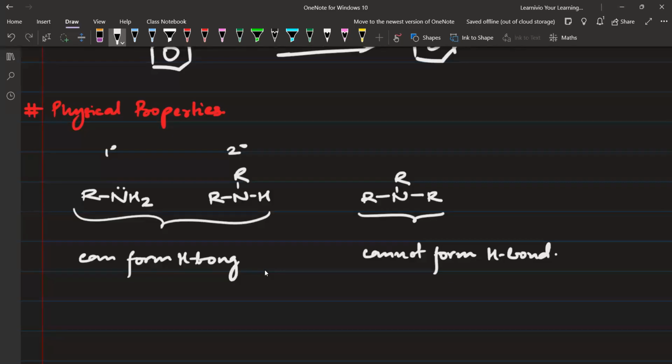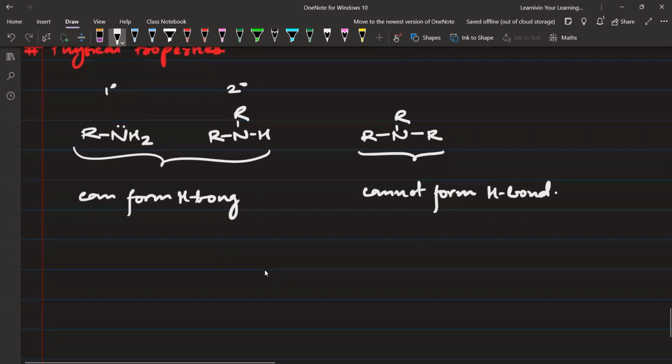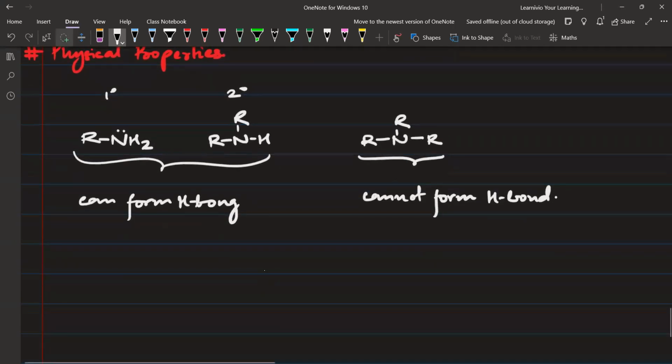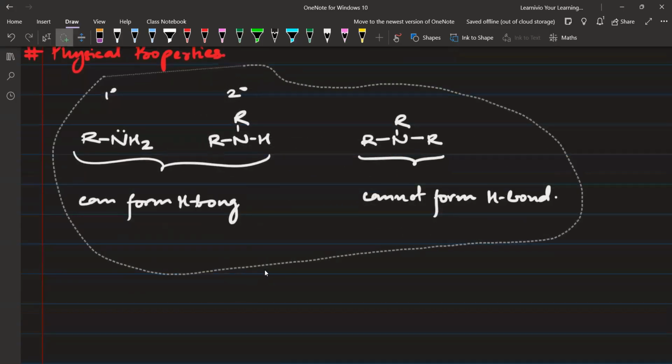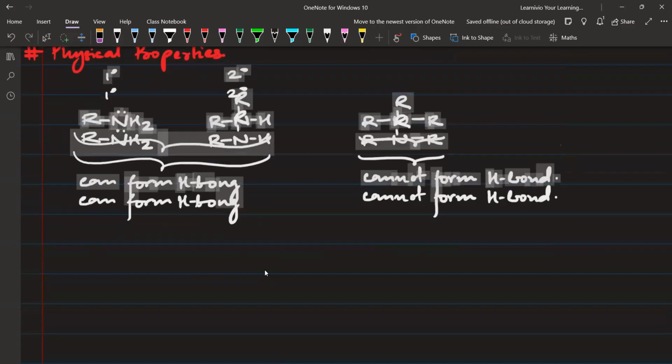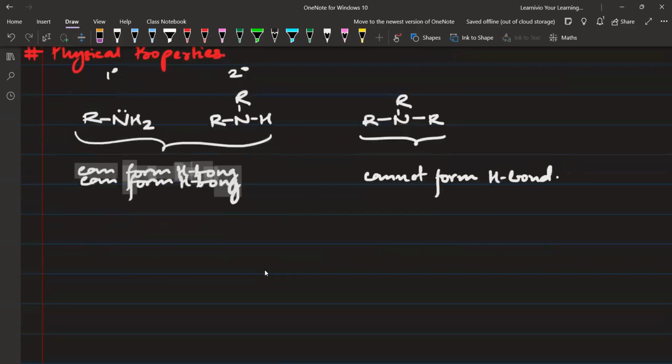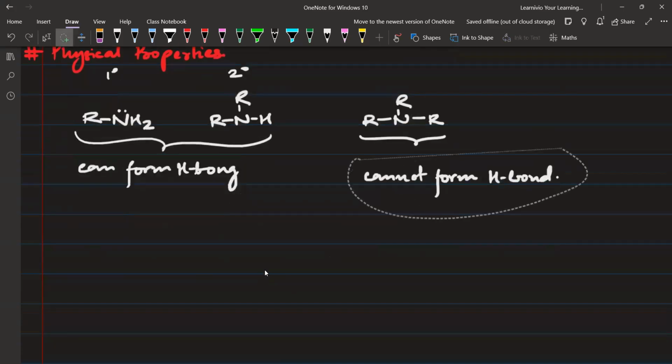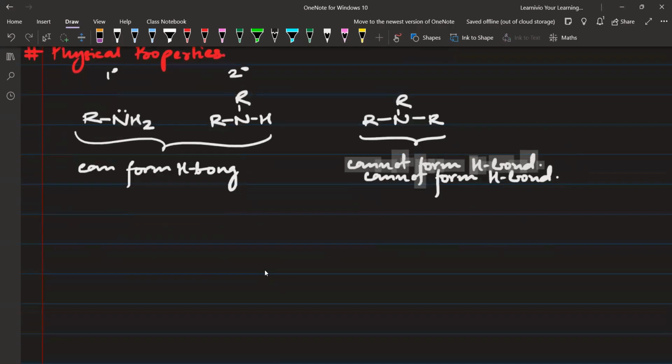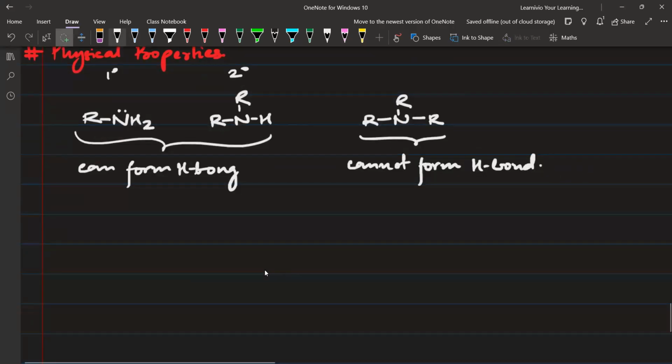Okay. So that means whatever we are going to talk about in the physical properties mostly depends on the intermolecular forces of attraction. And in this case, the most dominant intermolecular force of attraction should be hydrogen bonding. But the 3-degree amines do not really show hydrogen bonding. So we are going to consider the 1-degree and 2-degree, and they're going to have significantly different physical properties than the 3-degree one.